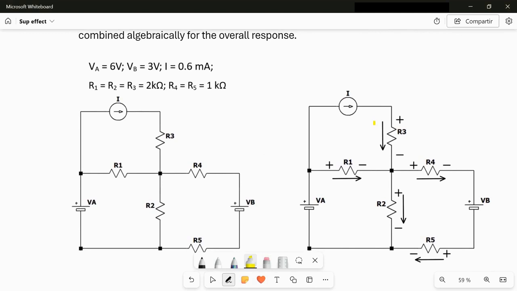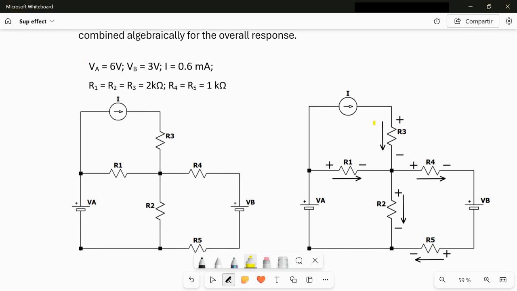we have three sources: a current source I, a voltage source VA, a voltage source VB, and then 5 resistors. We have all the values of the problem here, and so we start solving the problem.